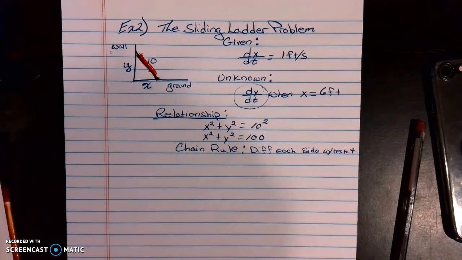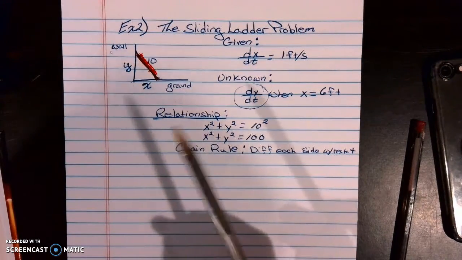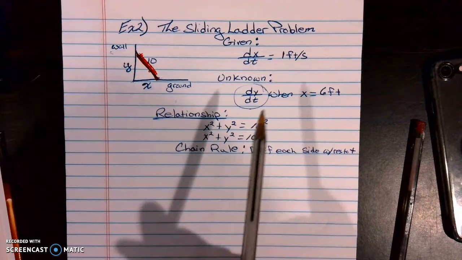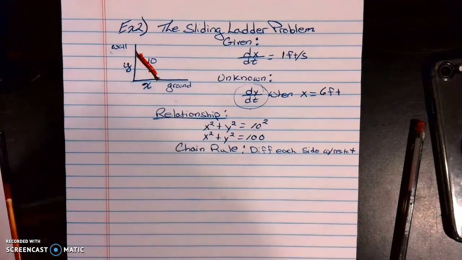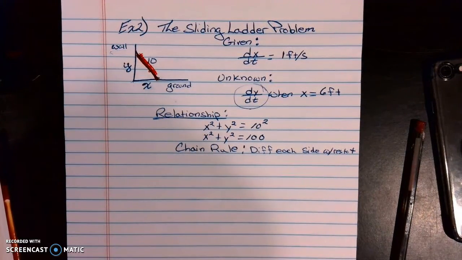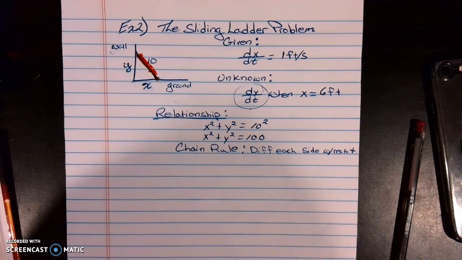It says a ladder 10 feet long rests against a vertical wall. If the bottom of the ladder slides away from the wall at a rate of 1 feet per second, how fast is the top of the ladder sliding down the wall when the bottom of the ladder is 6 feet from the wall? Okay, so first thing we want to do is write what our givens are and what our unknowns are.